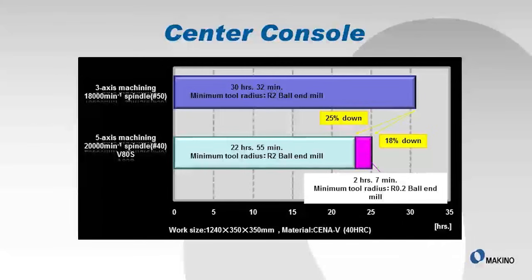Now there's a little red block there on the end, and that's actually another 2 hours and 7 minutes we've added back into the process by going in there with an R.2 ball end mill and doing some finishing on the workpiece. And again, that's for fit, finish, appearance, and also to prevent hand working after you take this off the machine tool. So even with the added machining put back in there, we're still down 18% relative to the cycle time of 30 hours and 32 minutes it takes to do it now.